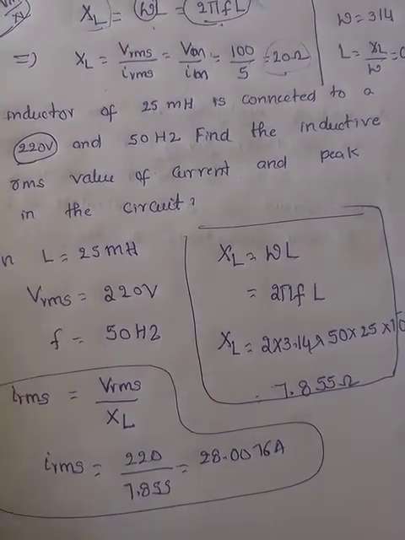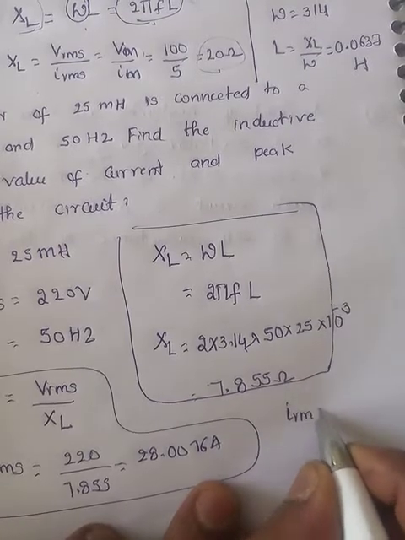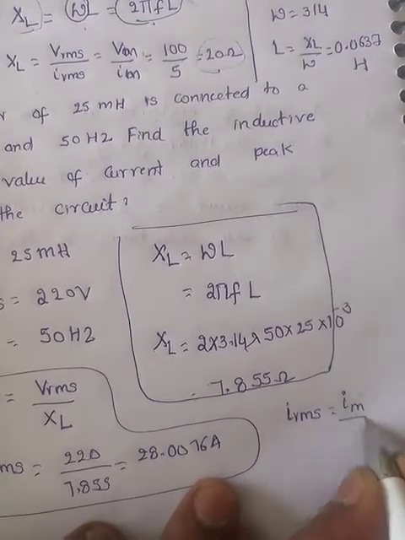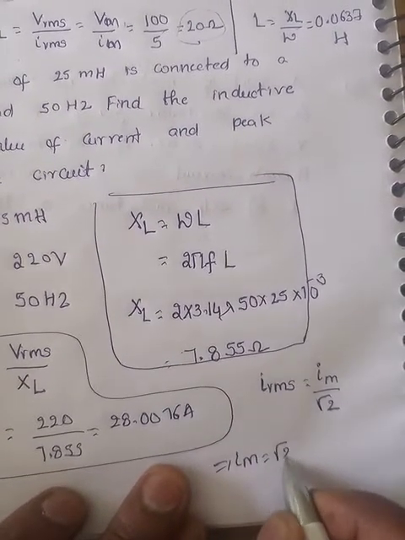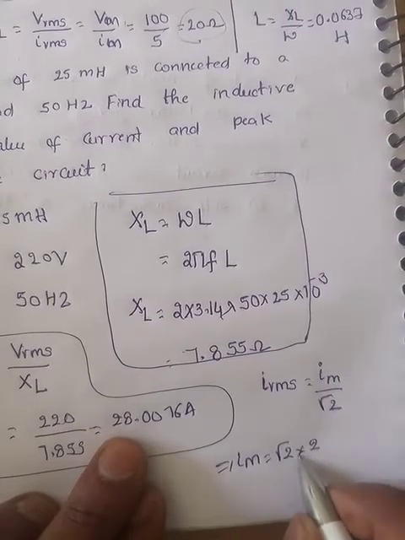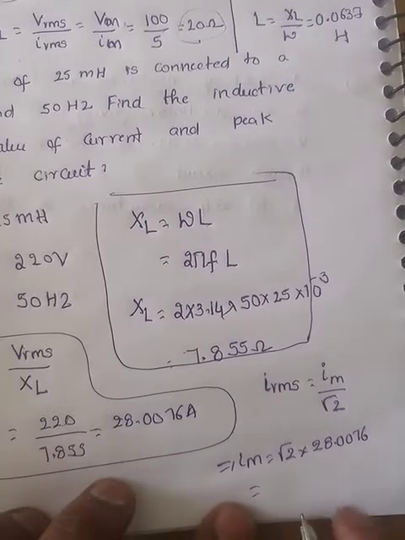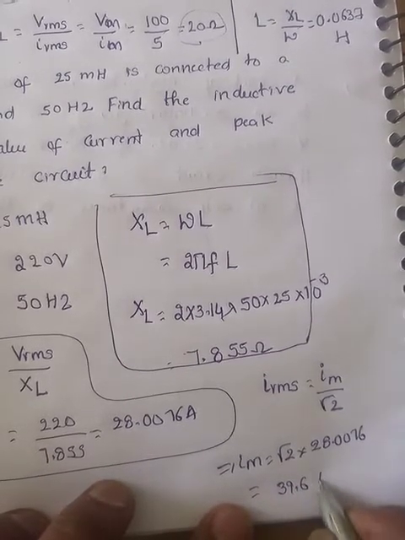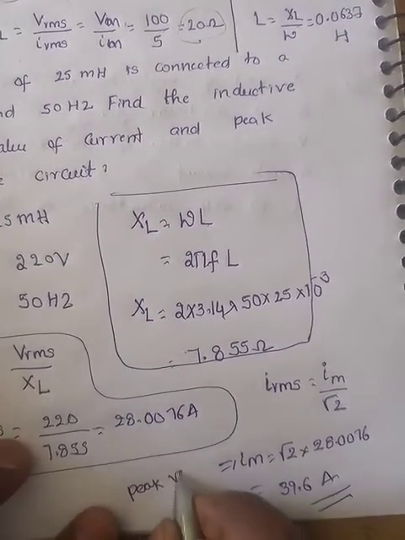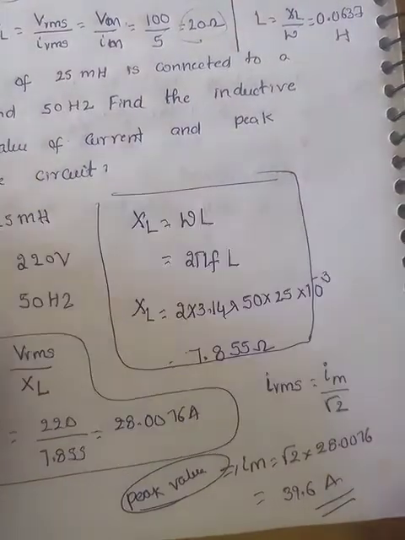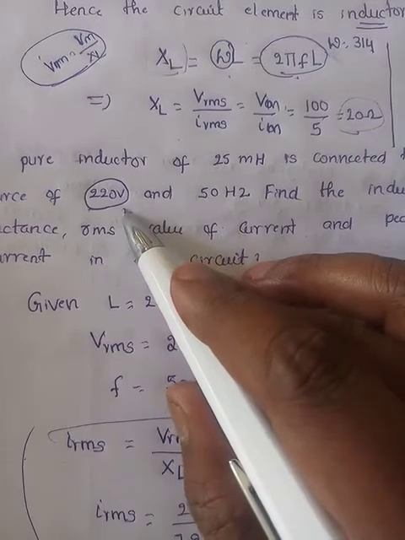Finally, the peak value of current. We know the relation between Irms and peak value, right? Irms is equal to Im by root 2. So Im is equal to root 2 into Irms, which is root 2 into 28.0076. We got the answer as 39.6 amperes. So this is the peak value of current.